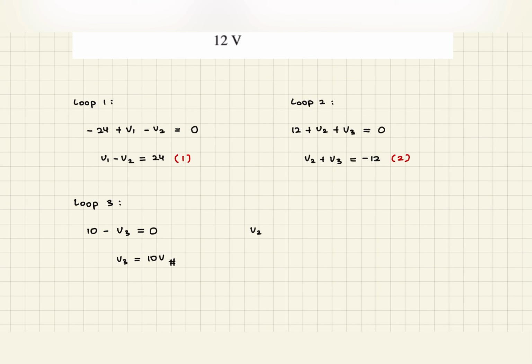Solving for V2 will give us negative 22 volts. And lastly, V1 should equate to 2 volts. So there you go. That's your answer.